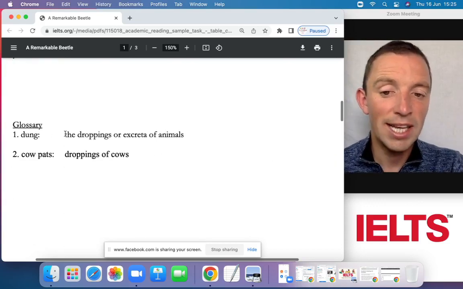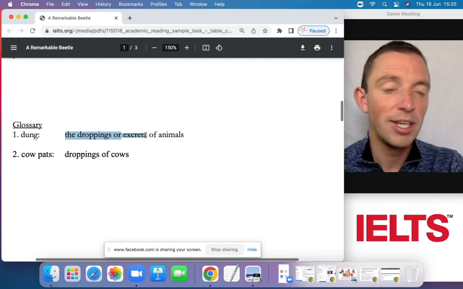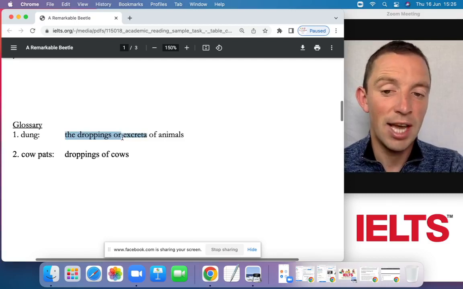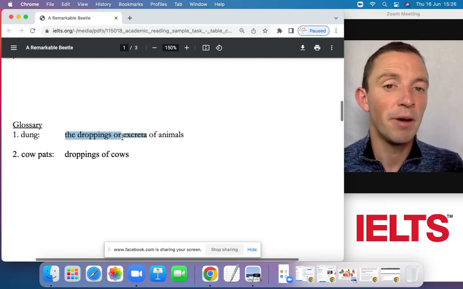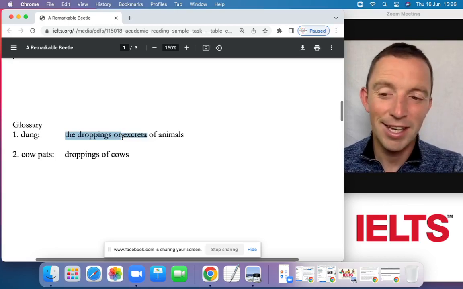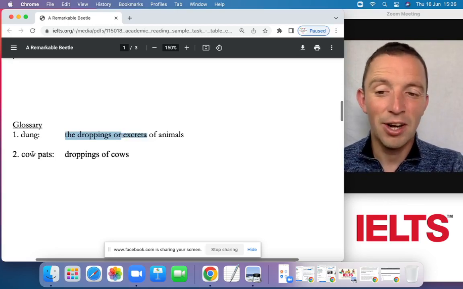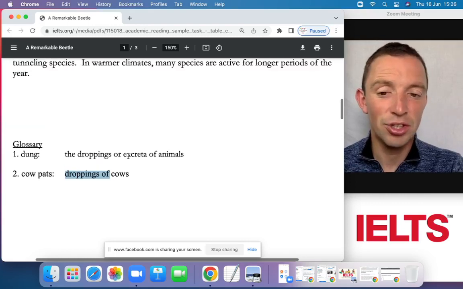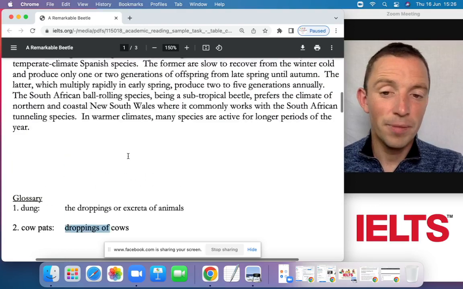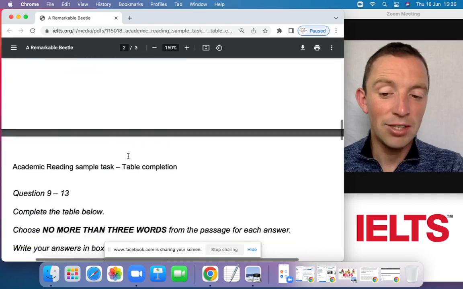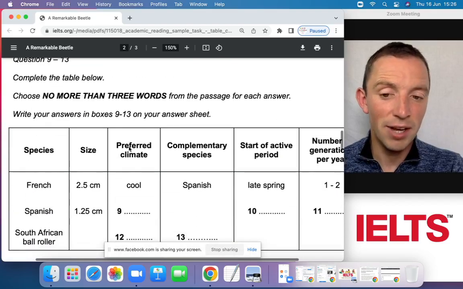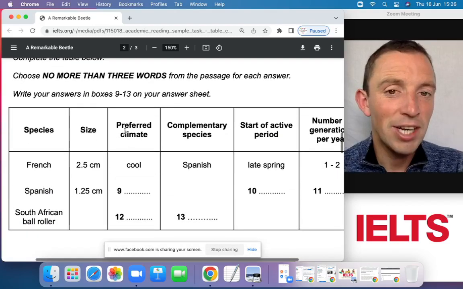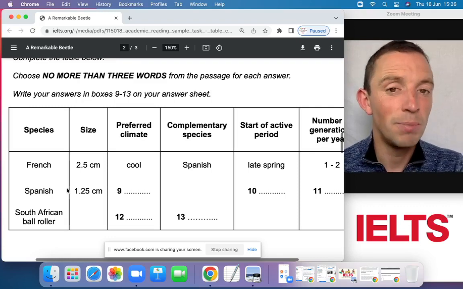And dung is the droppings or excretion of animals, the obviously smelly content is another description I would give it. And the cowpats are droppings of cows. So interesting for sure. So let's look at the answer immediately, and some people go directly to the answer, and that's fine. So what is the preferred climate of the Spanish dung beetle?